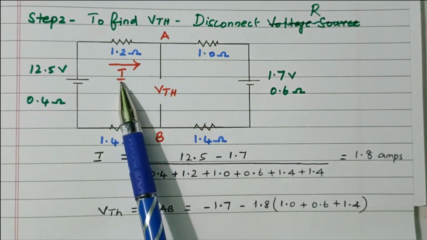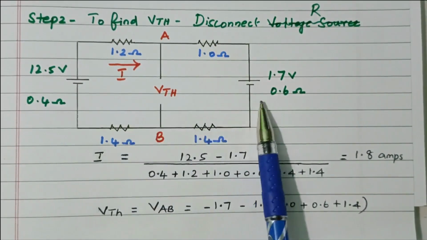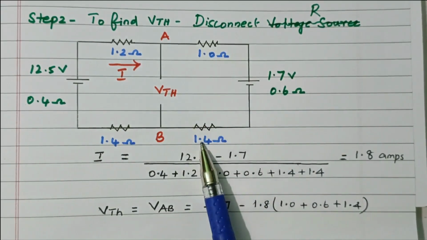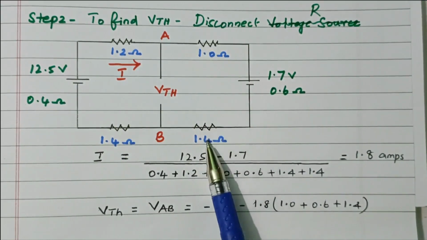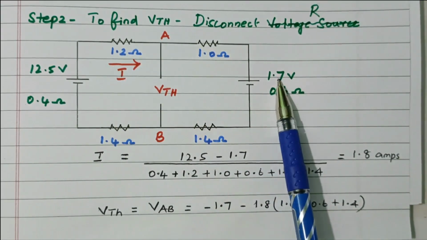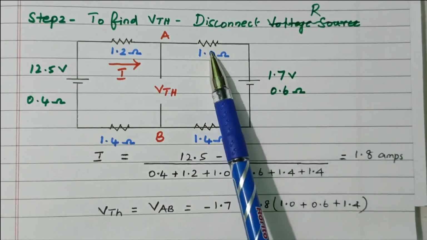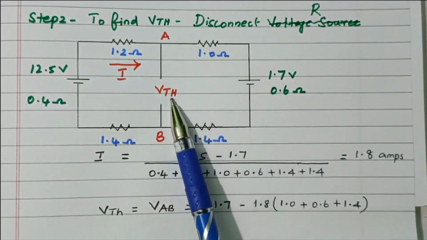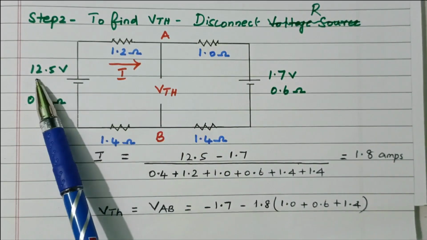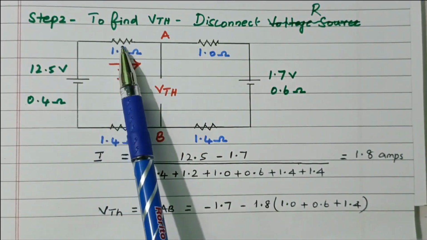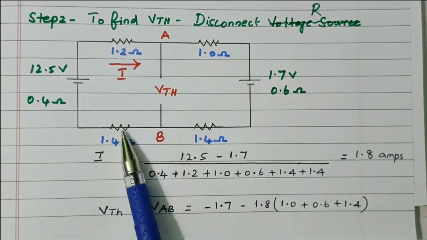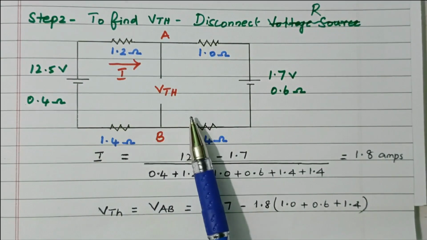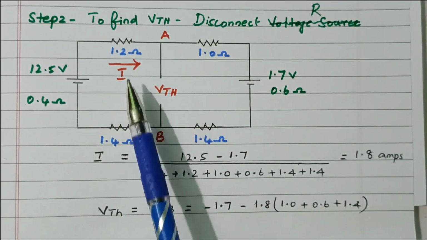For that we first need to find the current. One voltage source is available, and then two resistors are there, across which some voltage will be dropped. So if from this voltage we subtract the voltage drop across these two resistors, we get VAB. Similarly, from the other voltage source, if we subtract the voltage drop across its two resistors, we get VAB or VTH. Either side we can use. In both cases we need the current value.